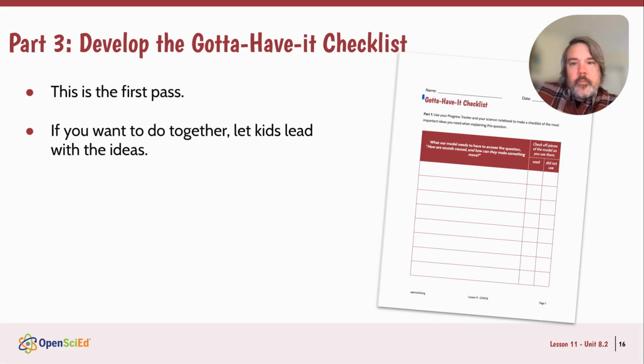Okay, now in part 3, after the students have seen that, they're going to be asked to develop a gotta have it checklist. The first time I did this, I made the mistake of going too far and too deep here. I didn't realize there was a second pass on the second day. So this is a first pass. You don't need to spend a lot of time here. The kids are just going to jot down the ideas and you're going to let them run with it.